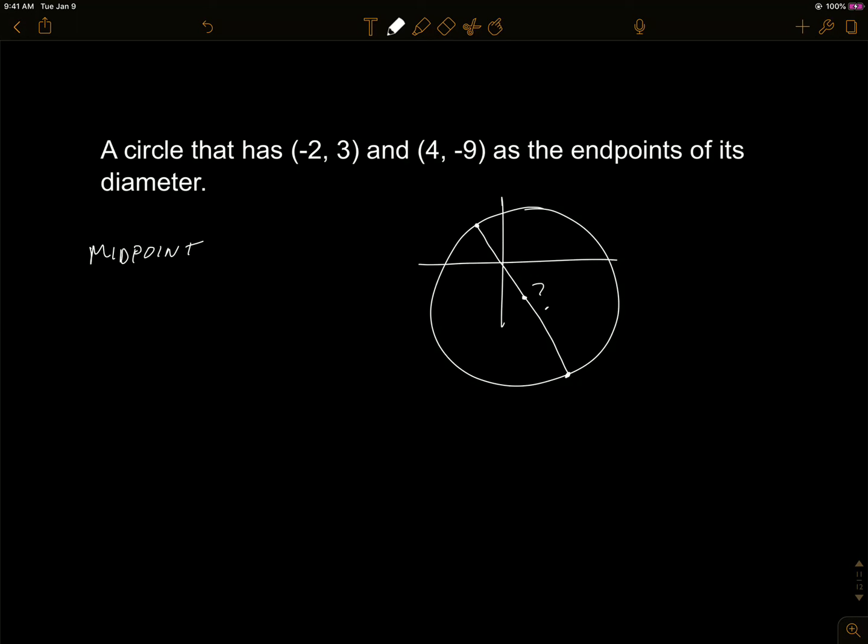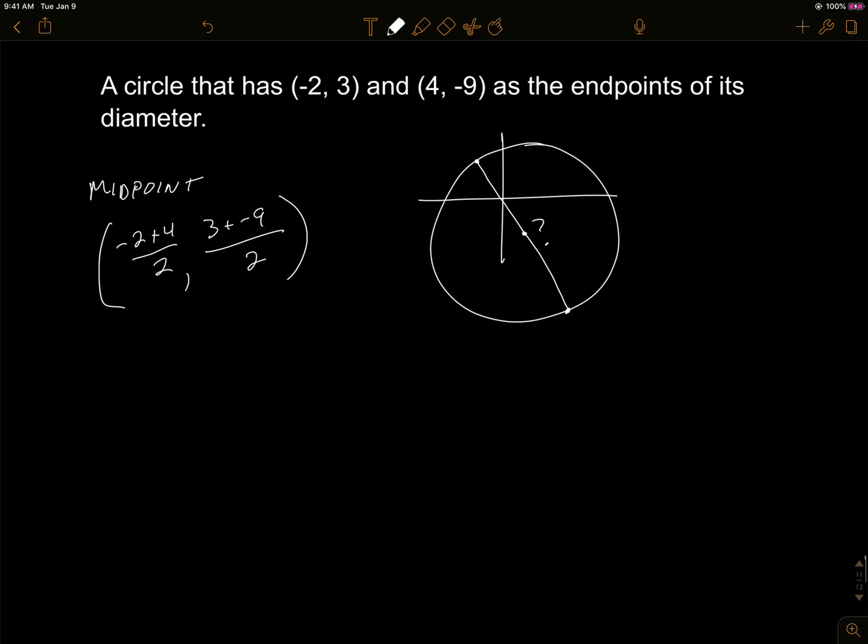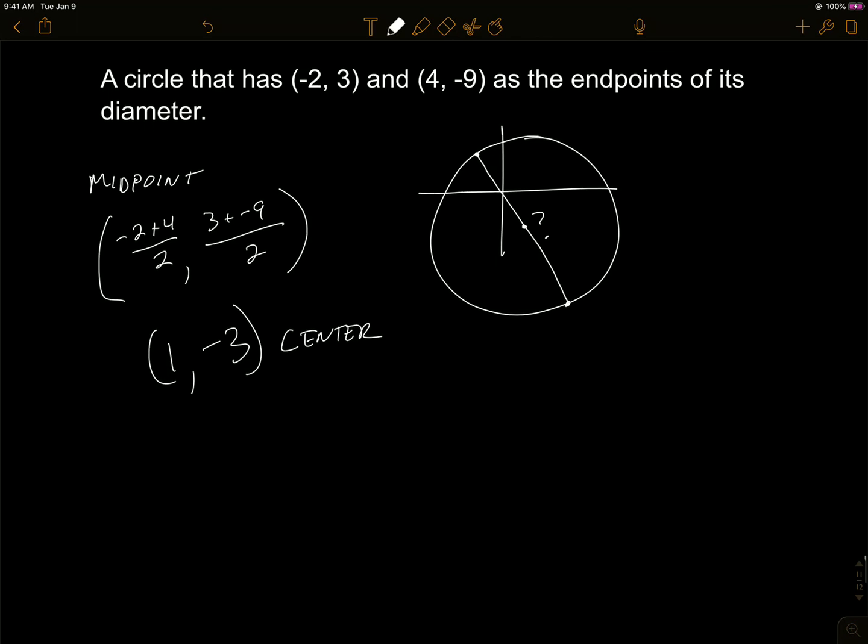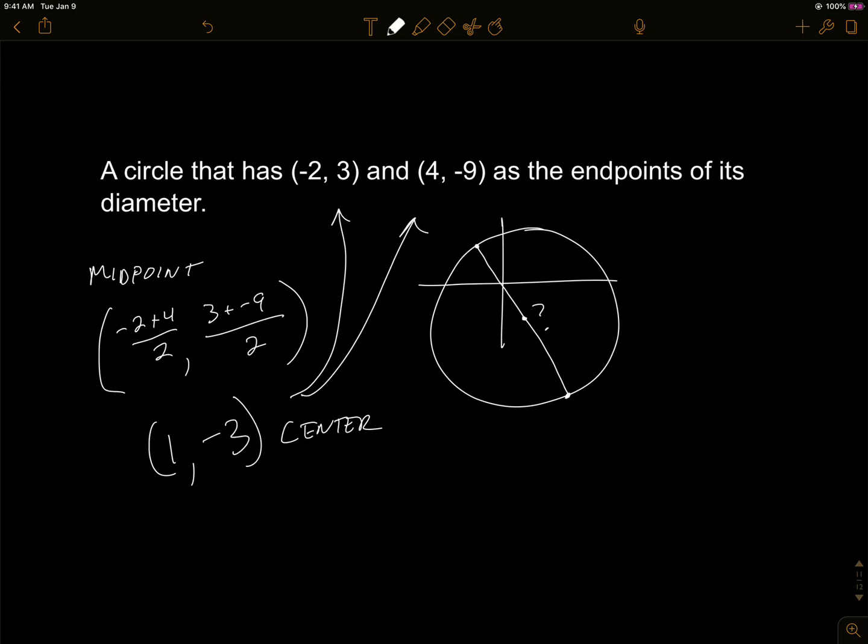You did all of this kind of thing in geometry. Midpoint is just average the x's and average the y's. So I get 1 comma negative 3. That's going to be the center. And then how do I get the radius? I could do the distance formula from the center to one of these points, or I could have just done the length of this, which is my diameter, do this distance formula, and then cut it in half.